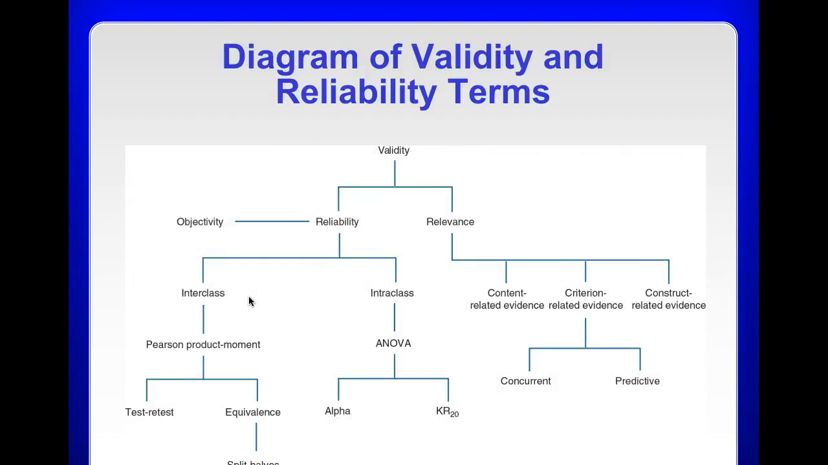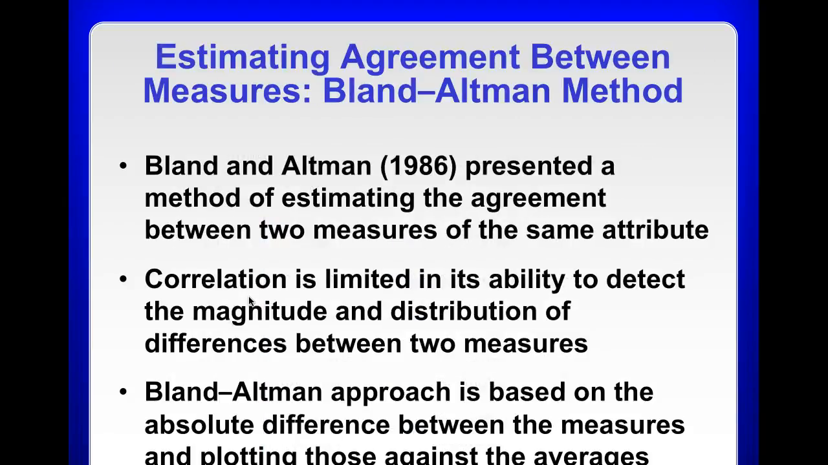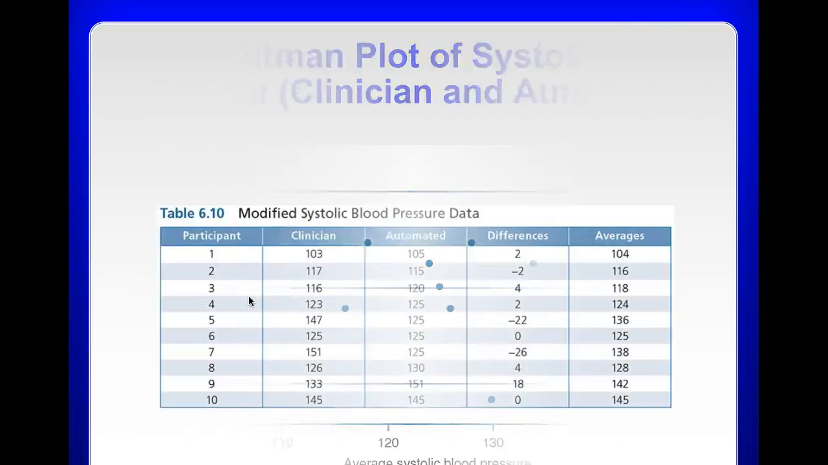Diagram of validity and reliability terms. This is a great thing to have because it also goes into certain testing criteria as well. So it's a really good diagram of validity and reliability. Okay, and then let's see what else we need. I have to know about the Bland-Altman test.